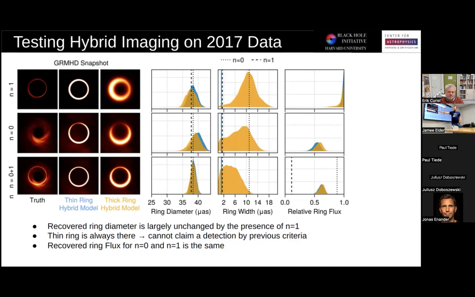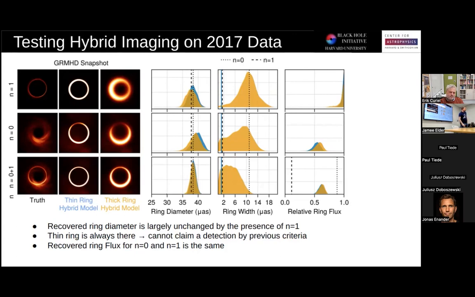When you look at n equals 0 plus n equals 1, you get a very similar story. It looks largely similar to just the n equals 0 emission. This is also unclear, but it does fail the detection test I mentioned. Is it always going to put a ring, whether or not there's a ring in the image? The answer is yes. This model is always going to place a ring down. So according to the detectability criteria I set, I would not claim this detection.